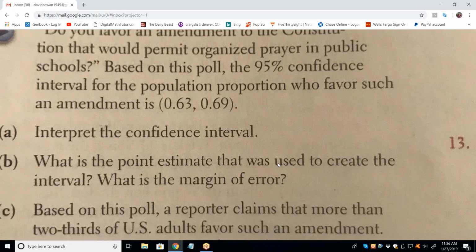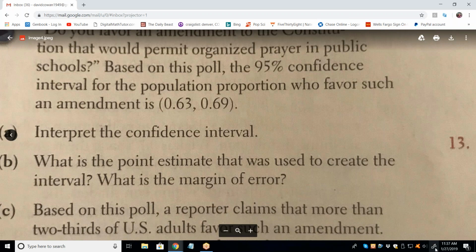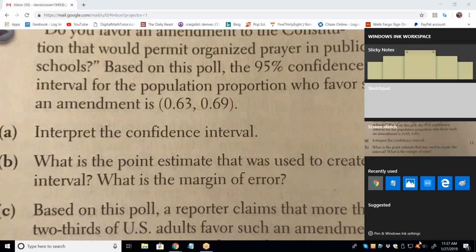Well, 2/3 is 0.66. No, it's 2/3 is 0.667. Yeah. Okay, or 0.666666. Mm-hmm. So he's claiming that more than 2/3 favor this amendment. And what we have is a 95% confidence interval that the true number is between 0.63 and 0.69.